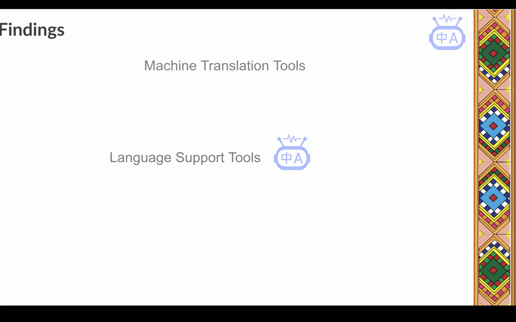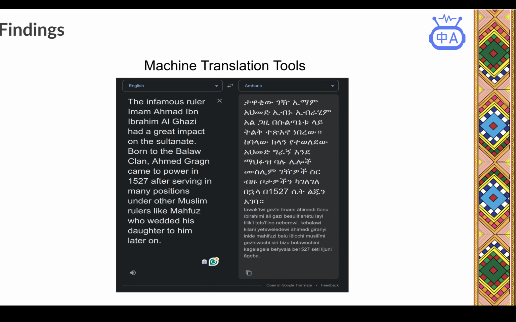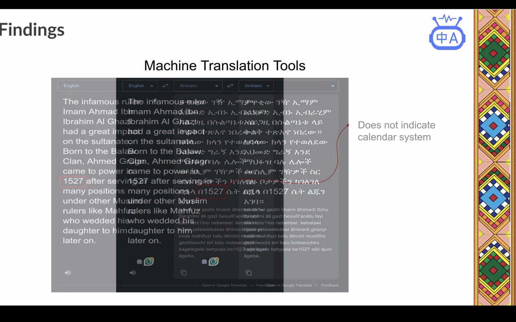We observed several challenges, but in this talk, I'll only highlight one language support tool, which is the machine translation tools that our participant used. Here's a screenshot of one of our participants trying to translate a paragraph, an English paragraph about a Muslim Ethiopian ruler into Amharic. There are several errors in this translation, but I'll highlight two of them here.